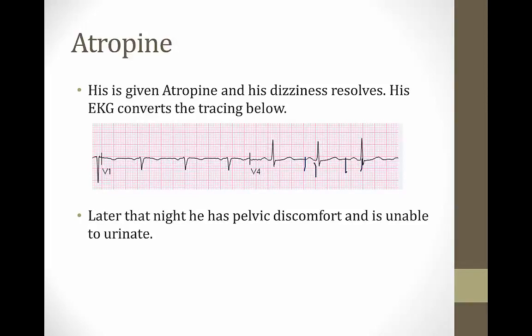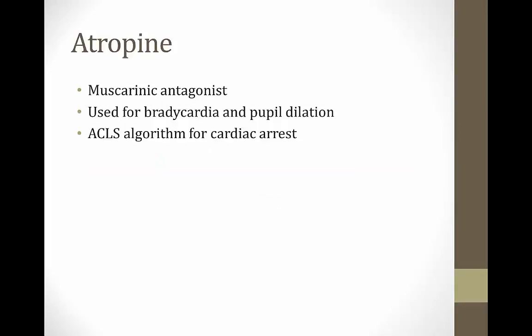However, later that night he has pelvic discomfort and is unable to urinate. This is a very common clinical scenario, and what's happened to this man is you've blocked his muscarinic receptors, which was helpful to pick up his heart rate and fix his dizziness, but it's now made him unable to pee. So atropine is a muscarinic antagonist. It's used for bradycardia and also for pupil dilation sometimes. It's part of the ACLS algorithm, and that's the algorithm we follow when patients have a cardiac arrest.